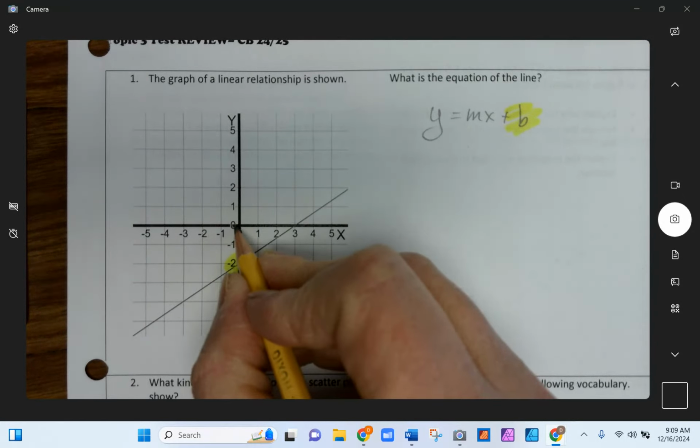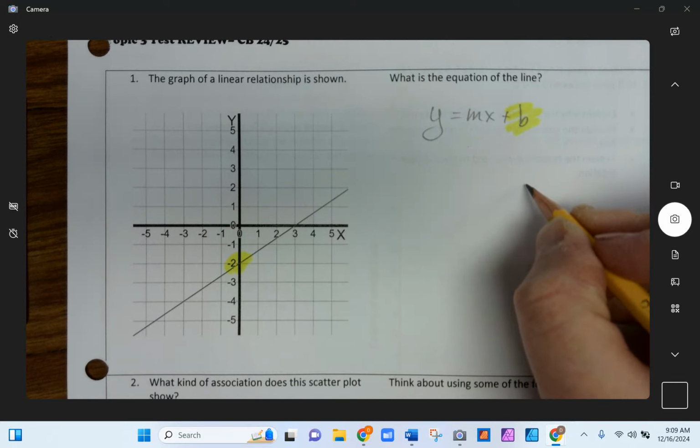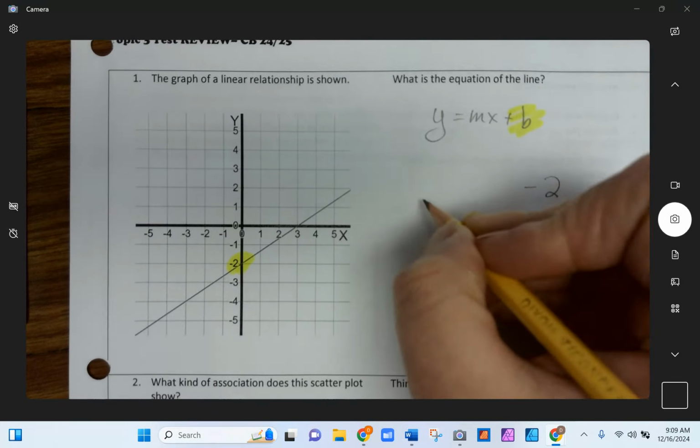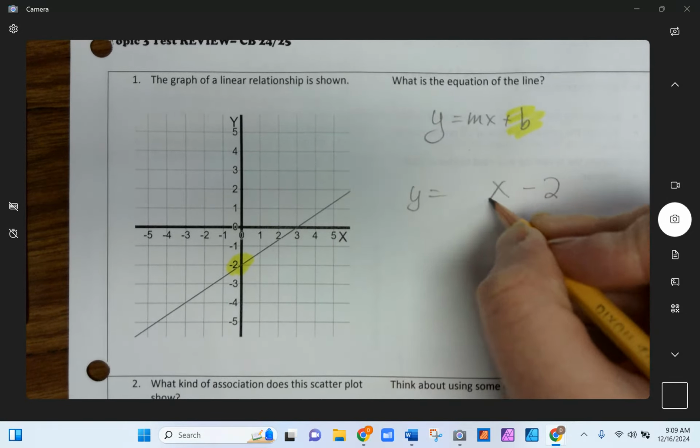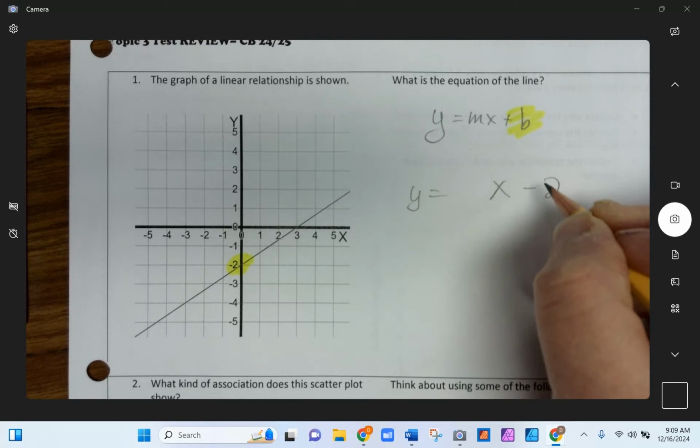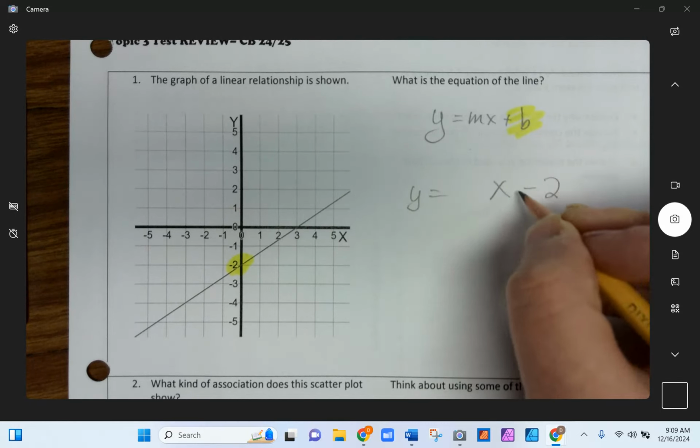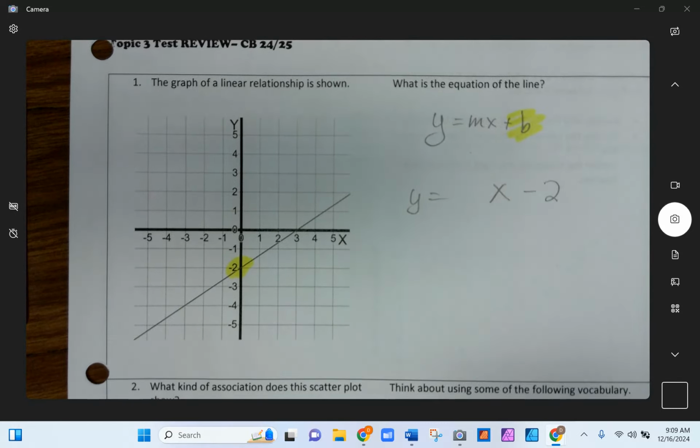So this is at 0, -2. So I'm just going to write that out there, right? You could say plus -2, but it's probably a little more correct to say -2 because you don't want two symbols when one will do.